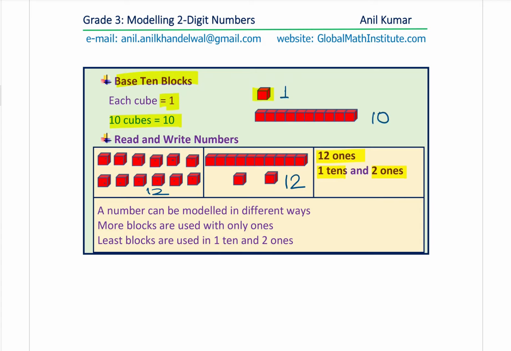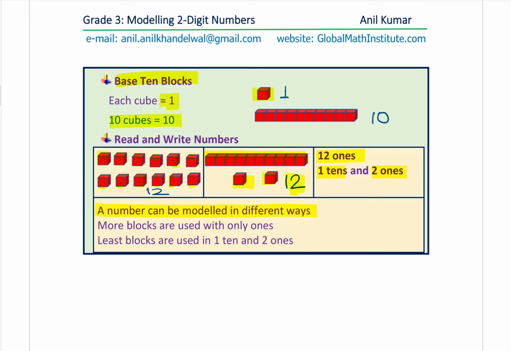Do you see that? However, we find that the number of blocks are different, right? A number can be modeled in different ways. So we have a number 12, and this can be modeled in two different ways. We could have 12 ones as shown here, or we could have a combination of 10 plus 2, which is also 12. So that is what we're trying to say. A number can be modeled in different ways.